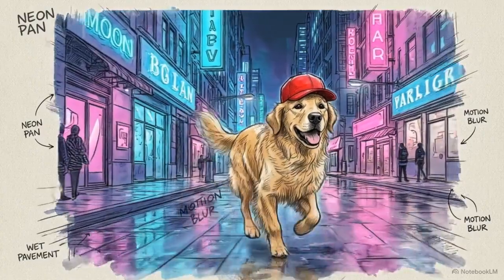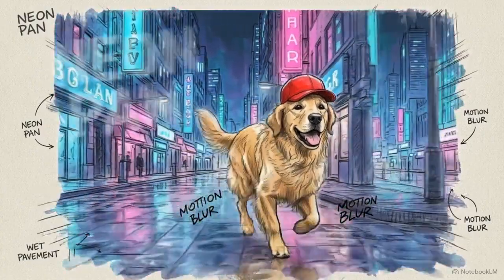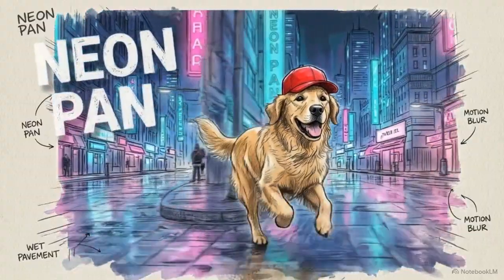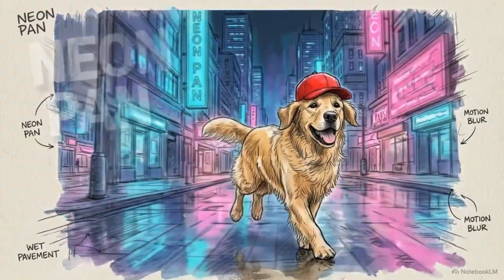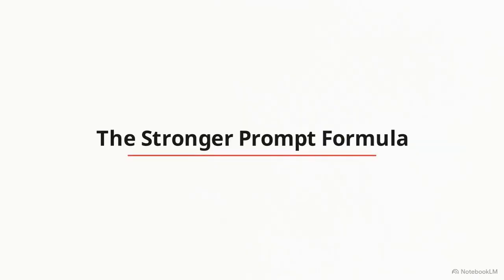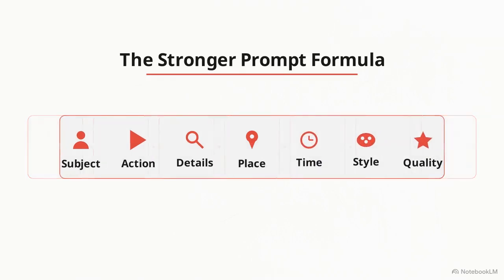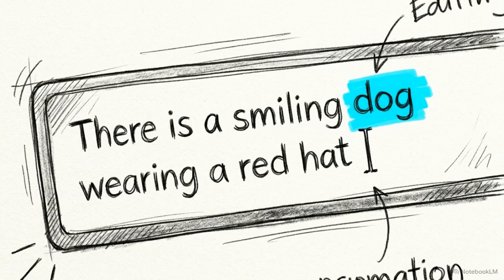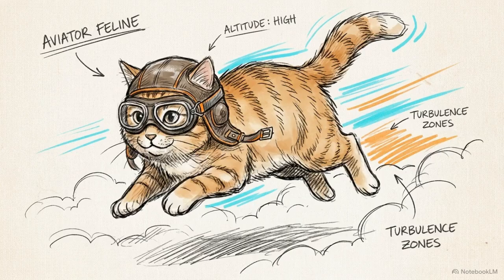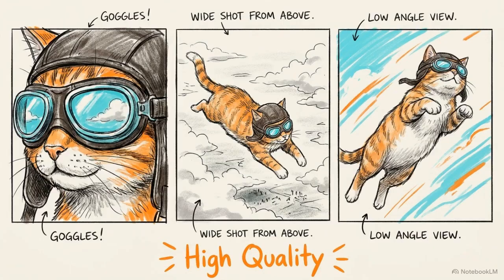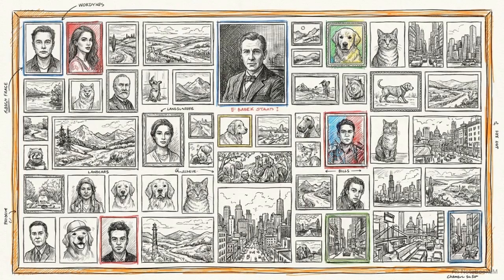This final result is the direct product of that structured iteration, showing how individual grammatical choices result in specific visual details. The formula remains consistent across any subject: subject, action, details, place, time, style, and quality. You can test this structure yourself by swapping out the subject. Apply the same 7 steps to something different, like that flying cat, and observe how the AI follows the instructions. Mastering these grammatical mechanics allows you to move past random generation, producing predictable, high-quality images.